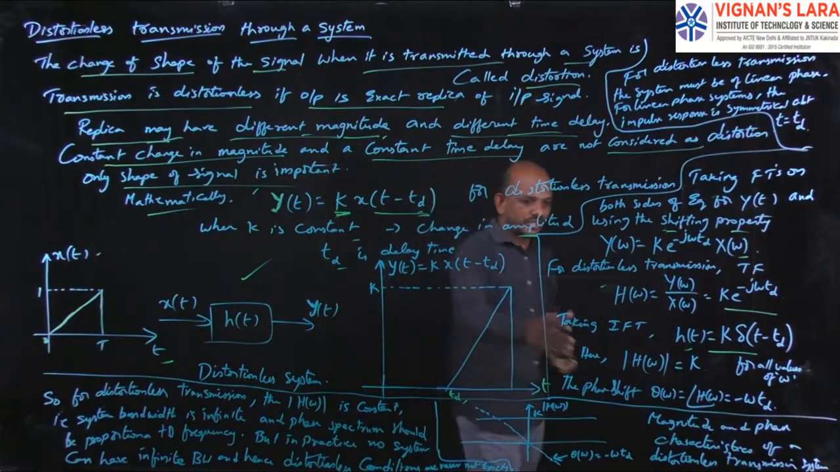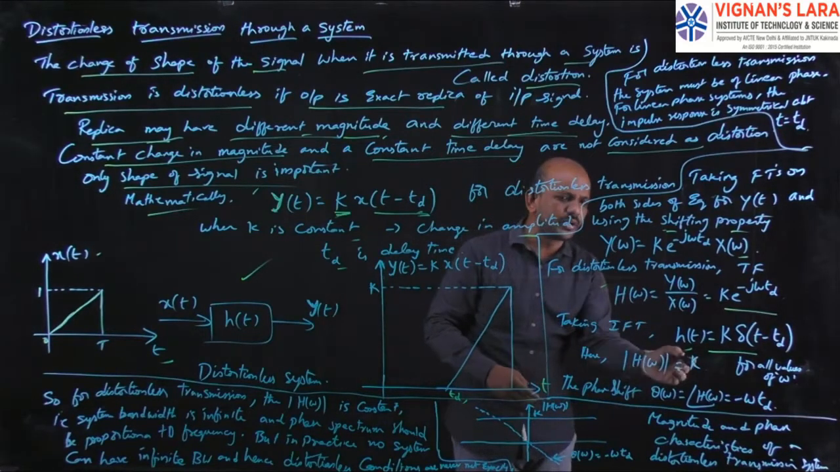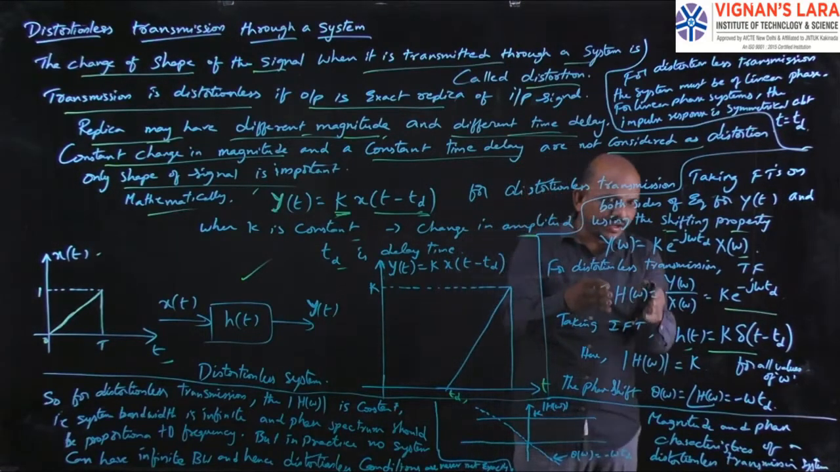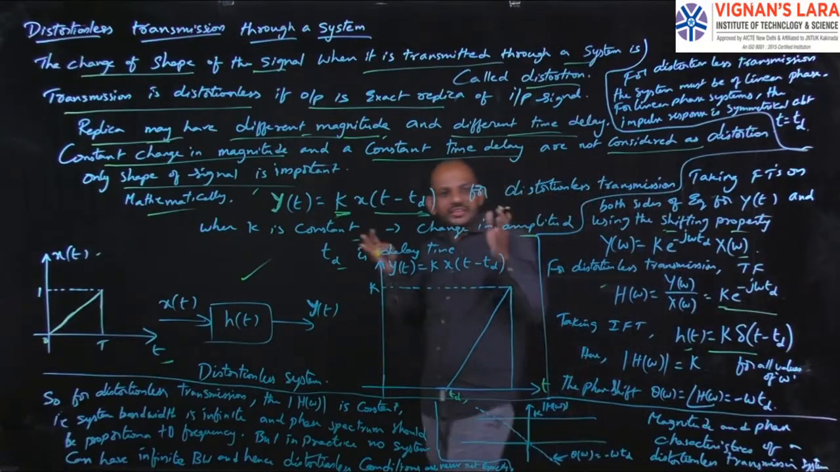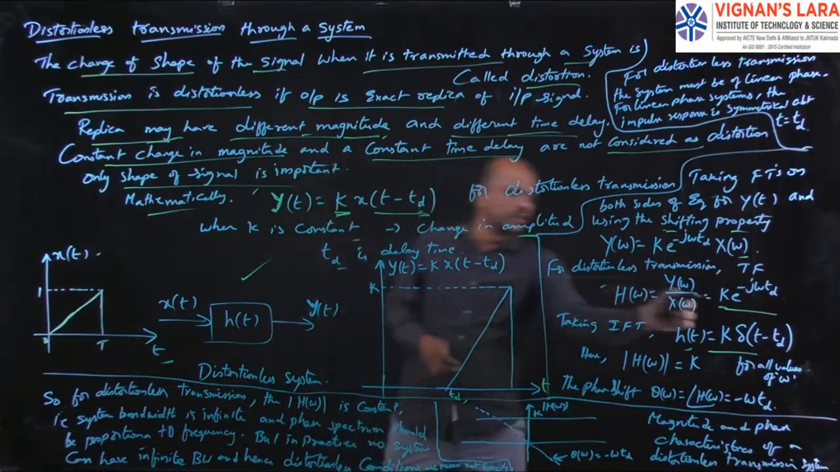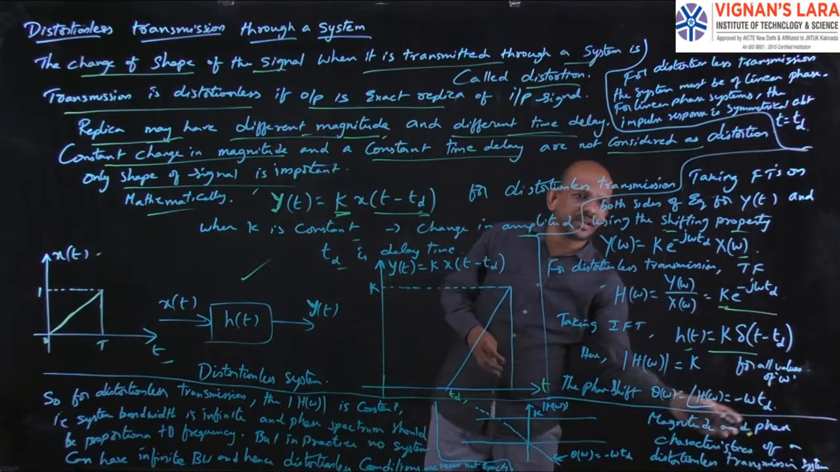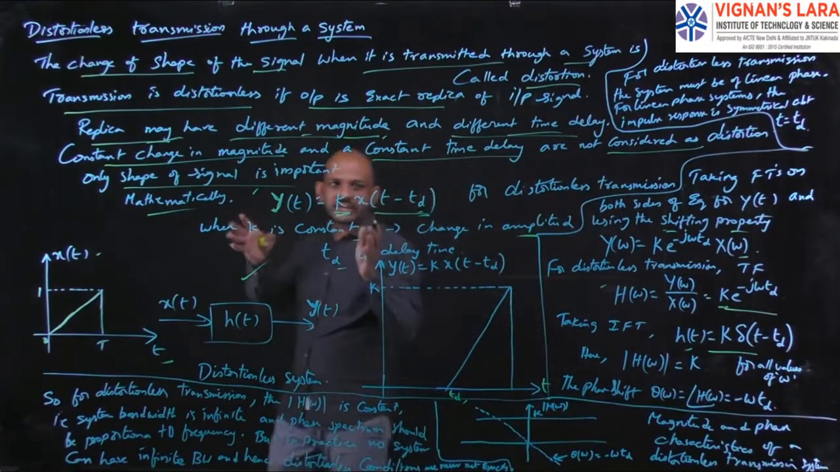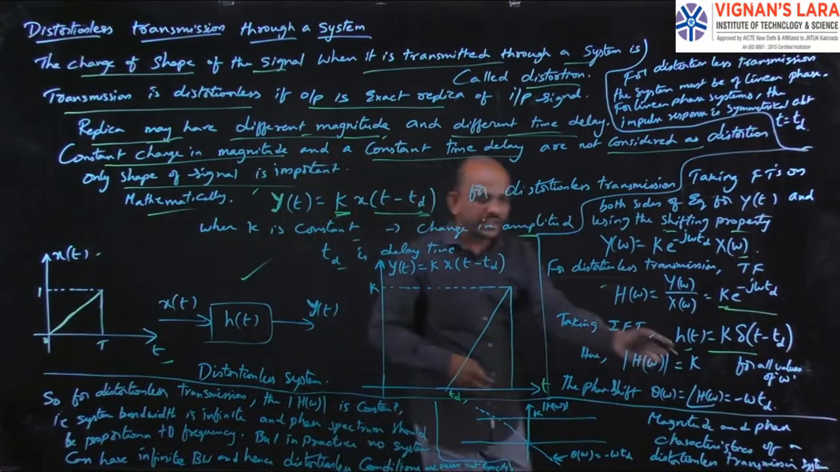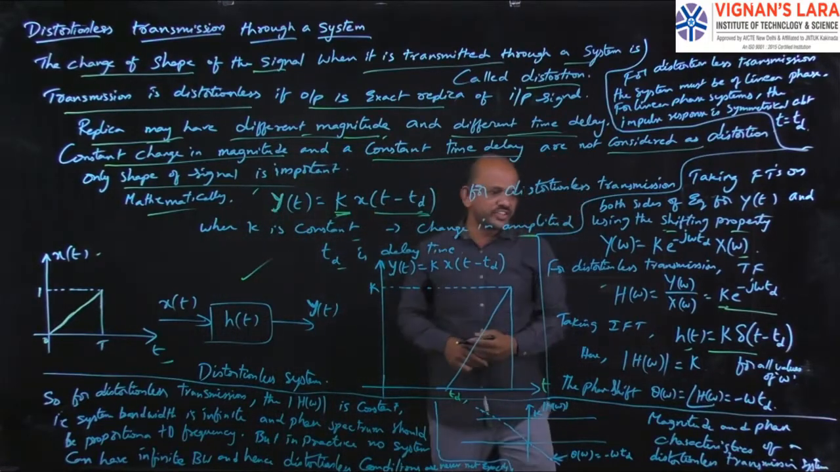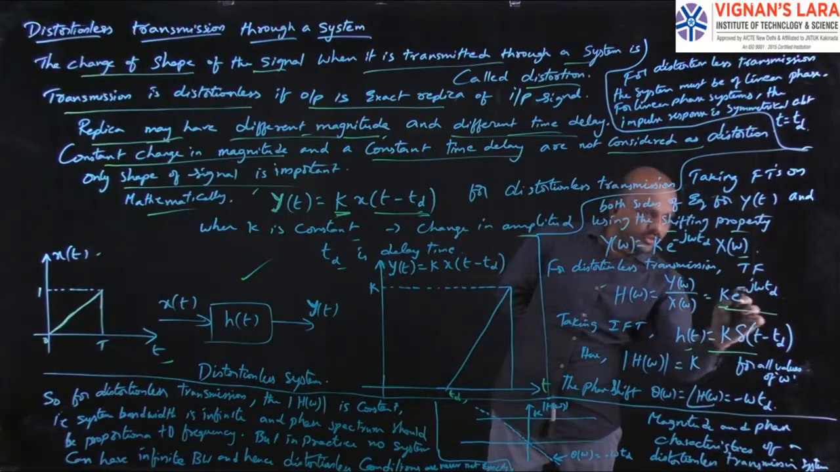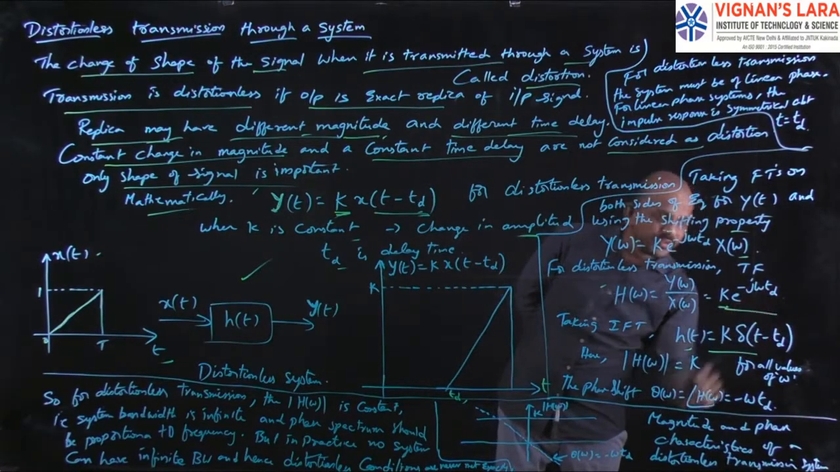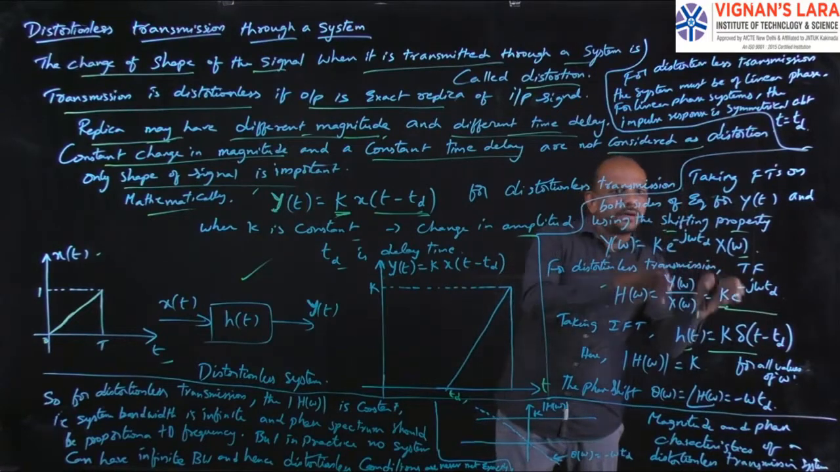Now here, consider the magnitude of the transfer function. Mod of H of omega will be equal to k. That is, the magnitude of the transfer function H of omega will be equal to the value k for all values of omega. And for the phase shift, theta of omega, or angle of H of omega, will be equal to minus omega td, because the representation is magnitude into e power j theta.